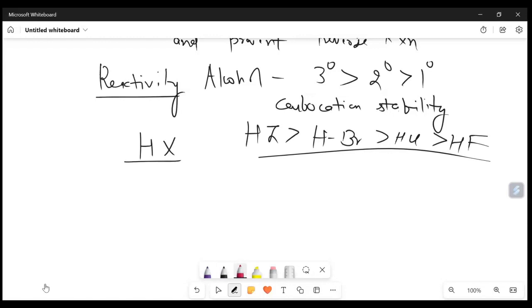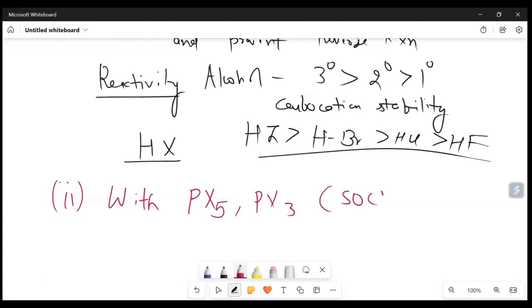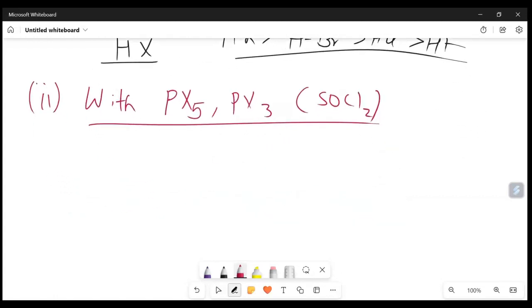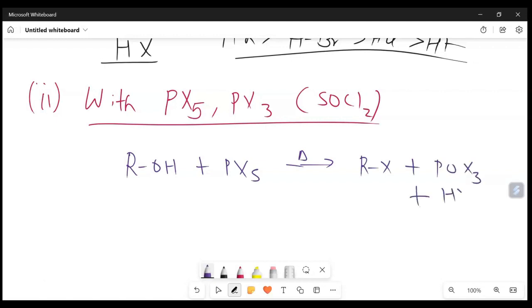The second reaction we are going to discuss in this part is with PX5 or PX3, and SOCl2 also. Let's discuss the reactions one by one. If we have alcohol ROH reacting with PX5, during heating it will form RX plus, the products are important, POX3 plus HX.